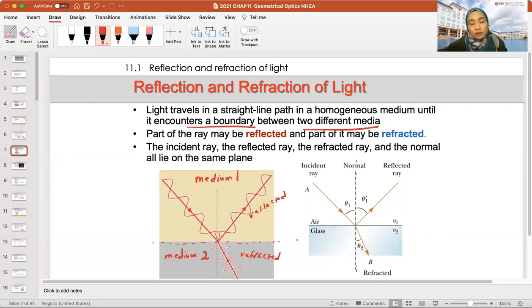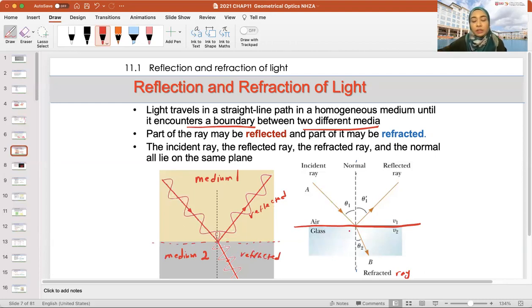Previously we called this refraction transmission. It is the same thing, but here we call it refraction. So we have the incident ray, the reflected ray, and also the refracted ray. Here is your boundary between air and glass, which means that they have different refractive index, or different properties. Let's call it different properties first. So air has different properties than glass.